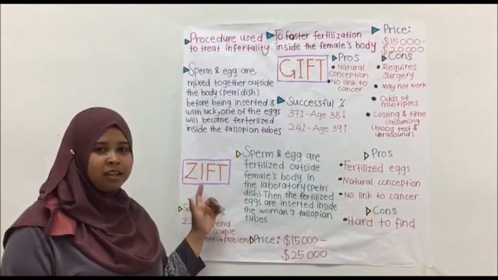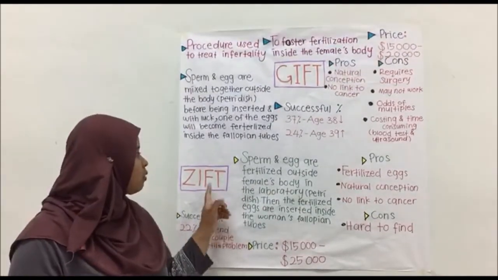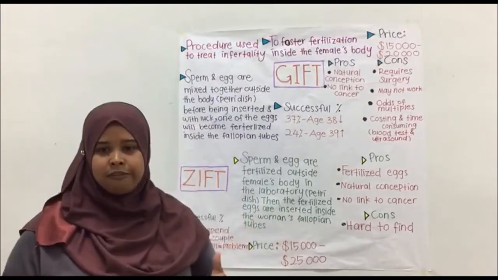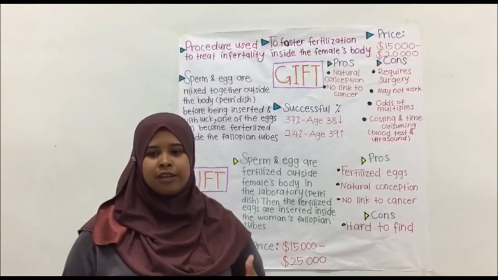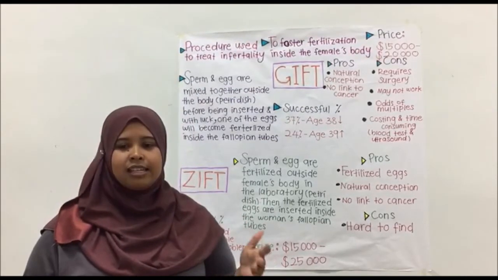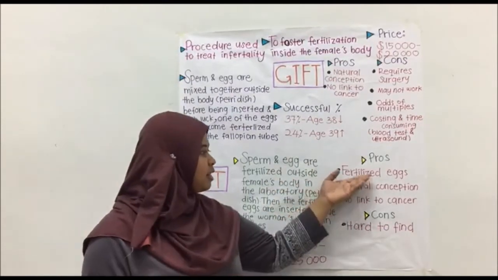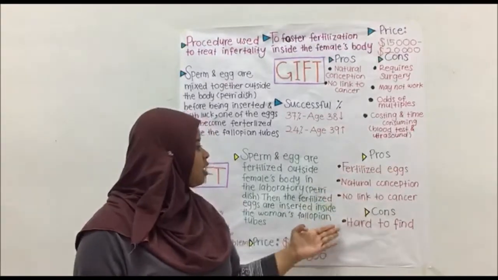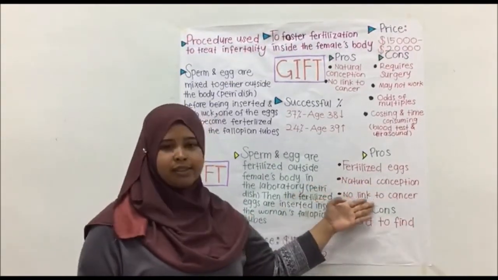Now I will tell about ZIFT, or zygote intrafallopian transfer. It is when sperm and eggs are fertilized outside the female body. In the laboratory petri dish, the fertilized eggs are inserted inside the woman's fallopian tube. The pros for this technique are that it uses a fertilized egg, and it has natural conception and no link to cancers.